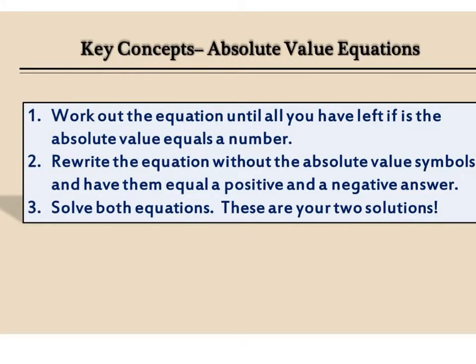Alright, here's how you work an absolute value equation. You do all of the work in the equation until all you have left is the absolute value and it equals a number. Then you rewrite that without the absolute value symbol and have them equal a positive and a negative answer. Then you're going to solve both equations. The solutions are your two solutions. Let's take a look and see how that works.